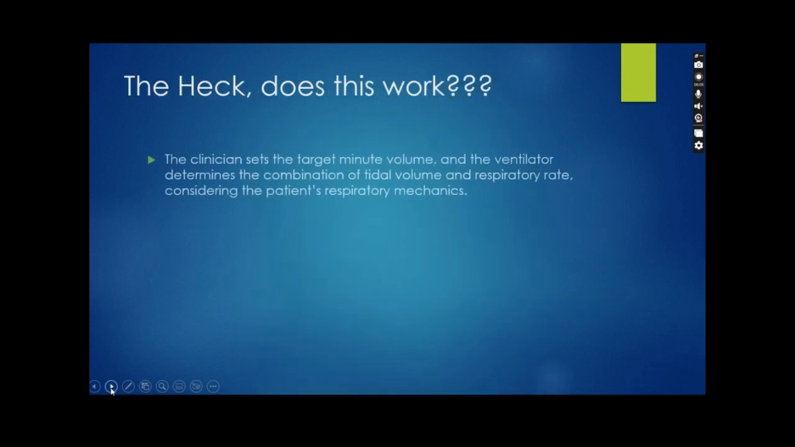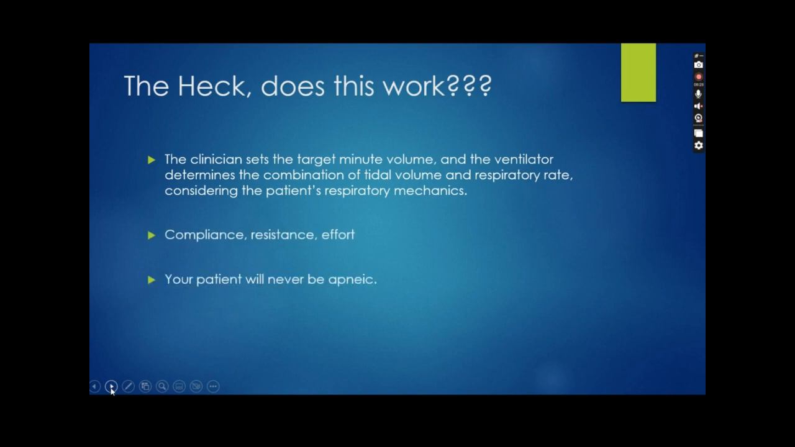So how does this work? The clinician will set the target minute volume, and the ventilator determines the combination of tolerable rate and respiratory rate considering the patient's respiratory mechanics. Respiratory mechanics meaning compliance and resistance. And it also factors in the patient's effort. So compliance, resistance, and effort.